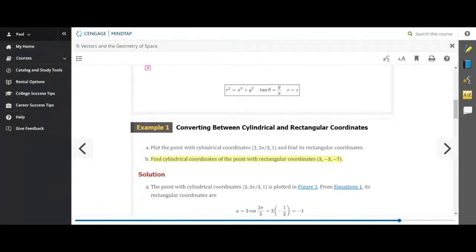Now, in the next part of this problem, what we want to do is find the cylindrical coordinates of the point with rectangular coordinates 3, -3, and -7. Okay, let me go to the whiteboard for a minute. So 3, -3, and -7. This is x, y, and z.